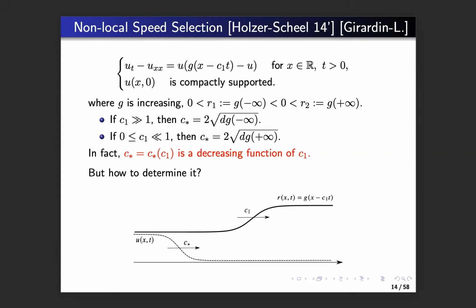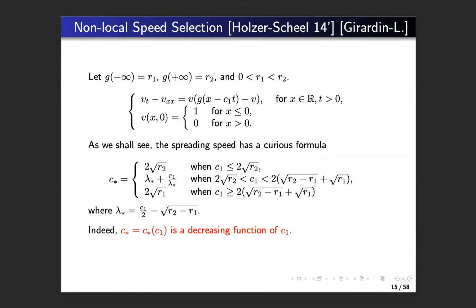Is F1 negative in that case, or positive? Oh yeah, both are positive. Yes, both R1 and R2 are positive, and then R1 is less than R2. In this special case, the spreading speed has this formula.